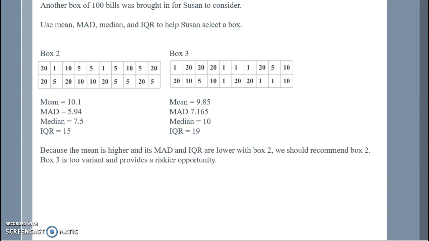Because the mean is higher and its MAD and IQR are lower with box 2, we should recommend box 2 still. Box 3 is simply too variant and provides a riskier opportunity.